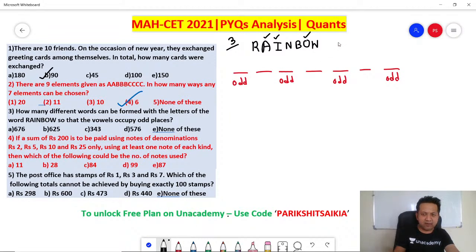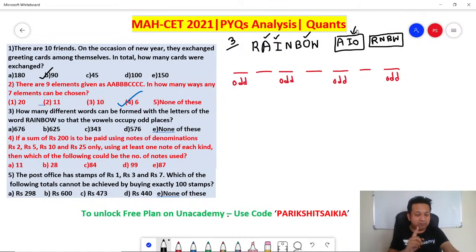So just make sure that we write the vowels together. A, I, O are the 3 vowels, and the remaining are R, N, B, W, the consonants. Now let's concentrate on the vowels. Remember there are 3 vowels and 4 odd places. First vowel: how many options does the first vowel have? He can go to any of the 4 odd places. So the first vowel has got 4 options. Will you agree?